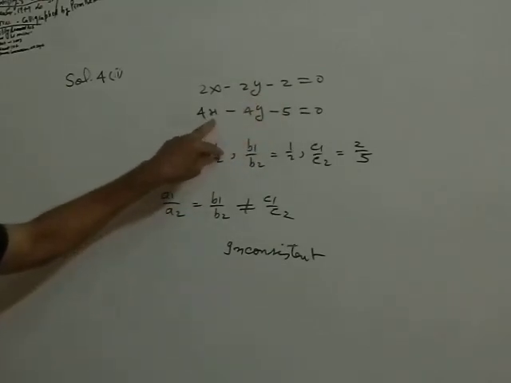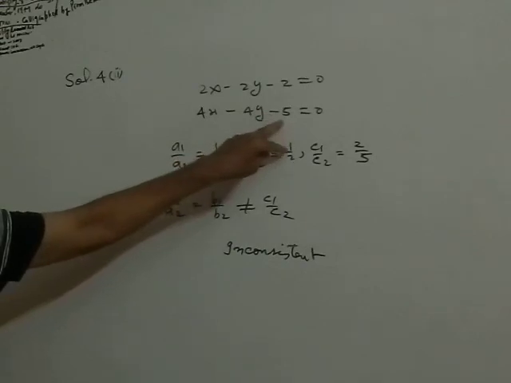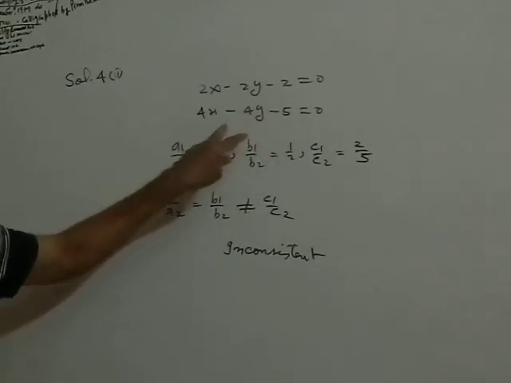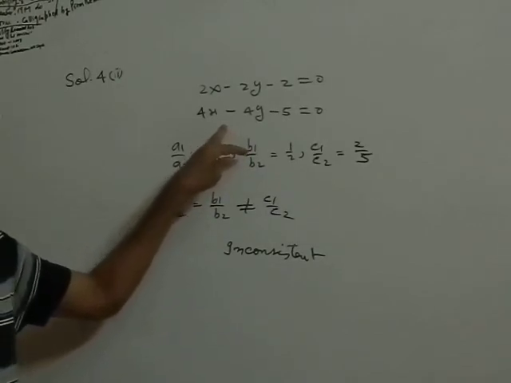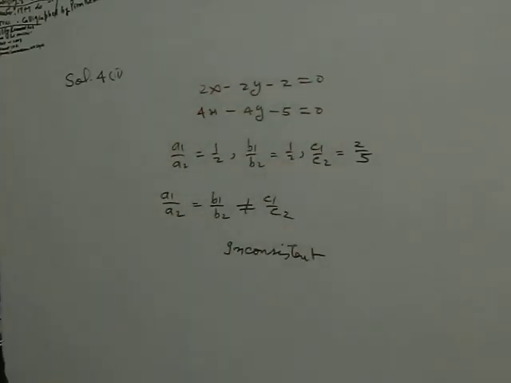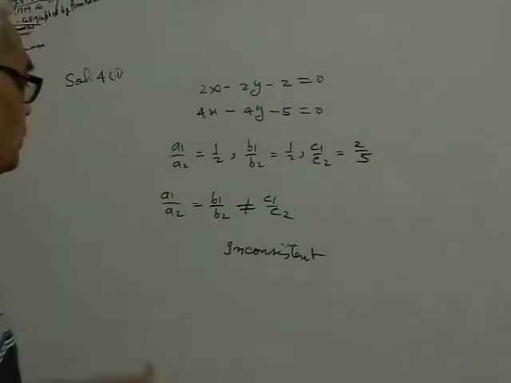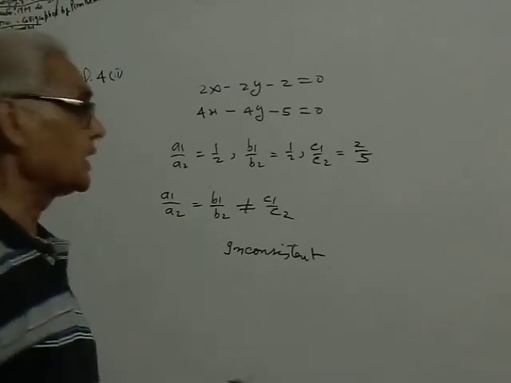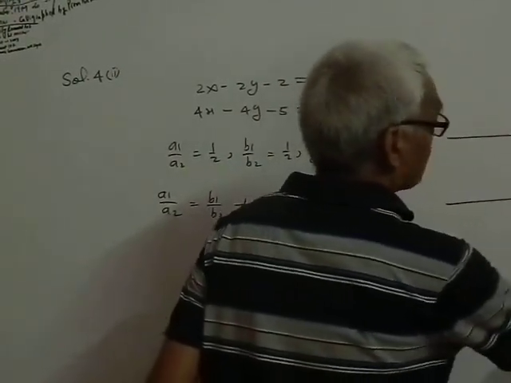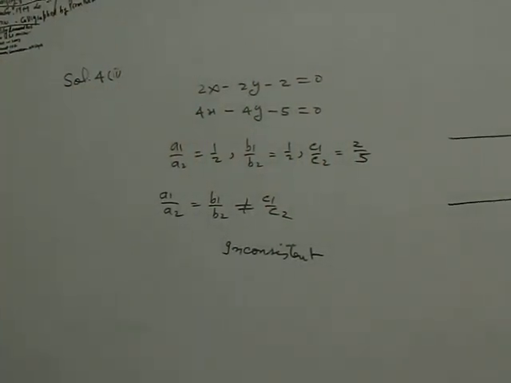Again for this equation, 4y is equal to 4x minus 5. So y will be equal to (4x minus 5) divided by 4. For different values of x, find the value of y and find two or three points, join these points, you will get a straight line. You will see that both these lines are parallel to each other, so the lines are inconsistent. That is all for today.